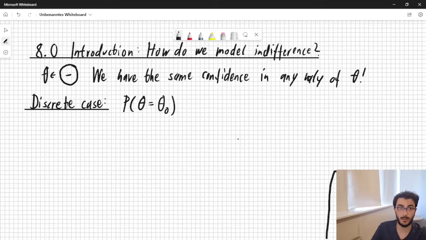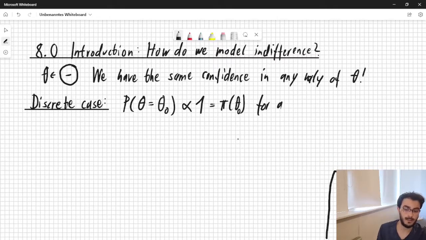In other words, it's proportional to 1. So we can just say that this is proportional to our prior distribution at theta 0 for any theta 0 in the parameter space, which in this case is discrete, so it goes from theta 1, theta 2 and so on. Could be finite, could be infinite.